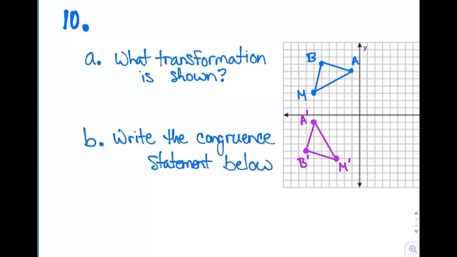And the last question. Triangle BAM and triangle B prime, A prime, M prime are both graphed, the pre-image and the image, and we're asking how did that happen? What rigid motion mapped the blue one onto the purple one? And then, the final part, 10B, write the congruent statement below. What is congruent to what? Which one is correct?